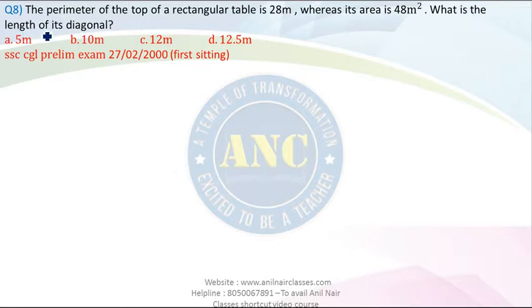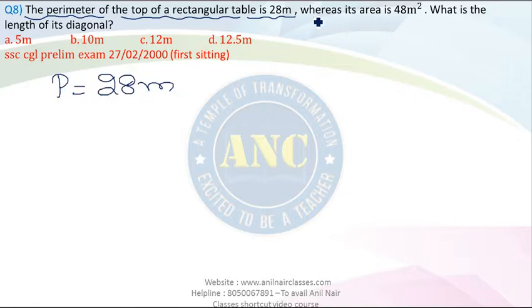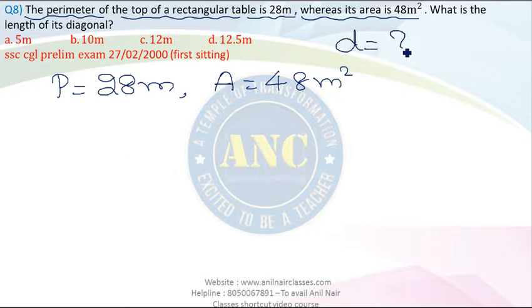Please see the next question. Question number 8. The perimeter of the top of a rectangular table is 28 meters. Perimeter is given as 28 meters, whereas its area is 48 meters square. What is the length of its diagonal? They are not asking you the length of the rectangle. They are asking you the length of the diagonal. That means the diagonal value I need to find.